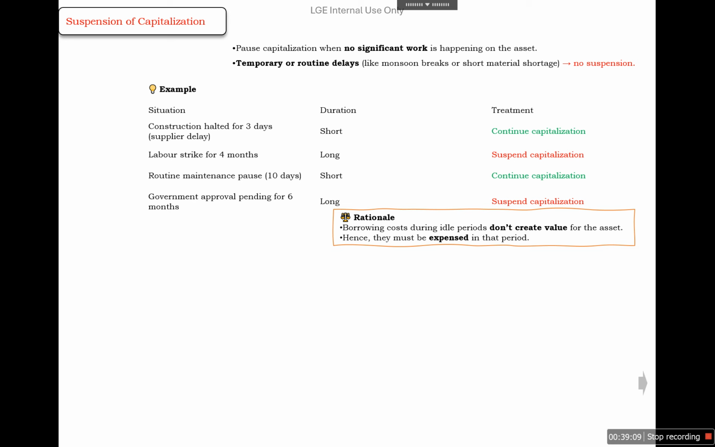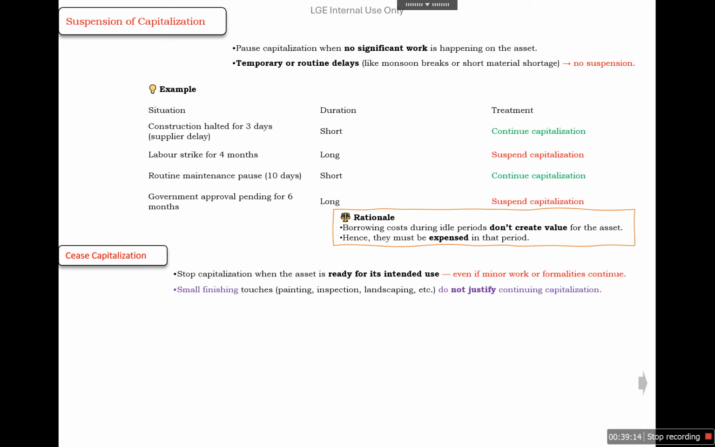Next is the cessation of capitalization. We need to stop the capitalization when the asset is ready for its intended use. If some minor work or formalities are pending, we still need to stop the capitalization of the borrowing cost. Small finishing touches do not justify continuation of the capitalization. If an asset is built in sections and each section can be used independently, we need to stop capitalization for that completed section.